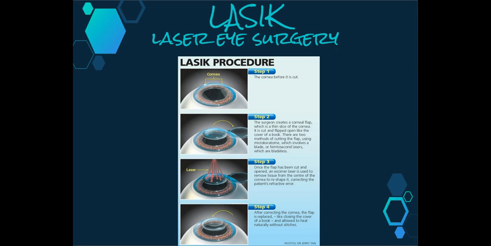LASIK surgery involves cutting and lifting a flap in the cornea, leaving it partly intact. This allows the surgeon to introduce the laser to the middle layers of the cornea beneath the lifted flap, sculpting and shaping it before replacing the flap and flattening it against the newly shaped surface.